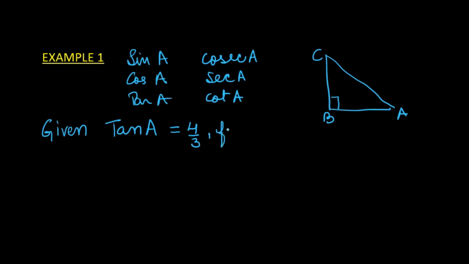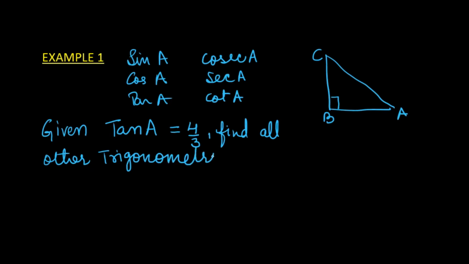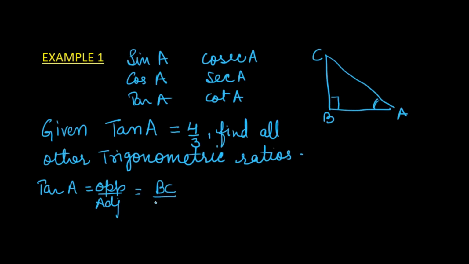And what you have to find? You have to find all other trigonometric ratios. Now let us see how we solve this. A very simple question. We know that tan of A is a ratio of opposite over adjacent. For angle A, opposite is the side BC and adjacent is the side AB.